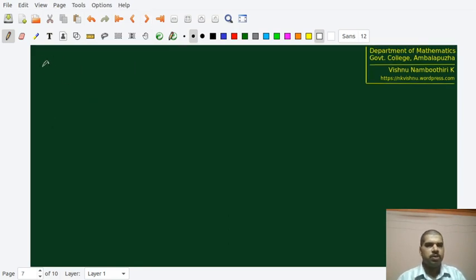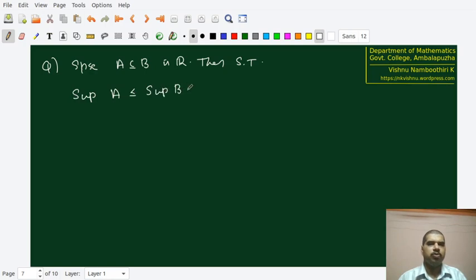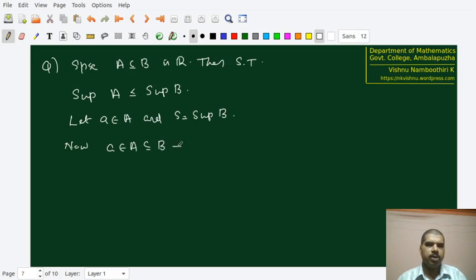Now we have one more question. Suppose A is a subset of B in R, then show that the supremum of A is less than or equal to the supremum of B. Let a belong to A and S equal to the supremum of B. Now a belongs to A and A is a subset of B implies that a belongs to B also, implies that a is less than or equal to S.